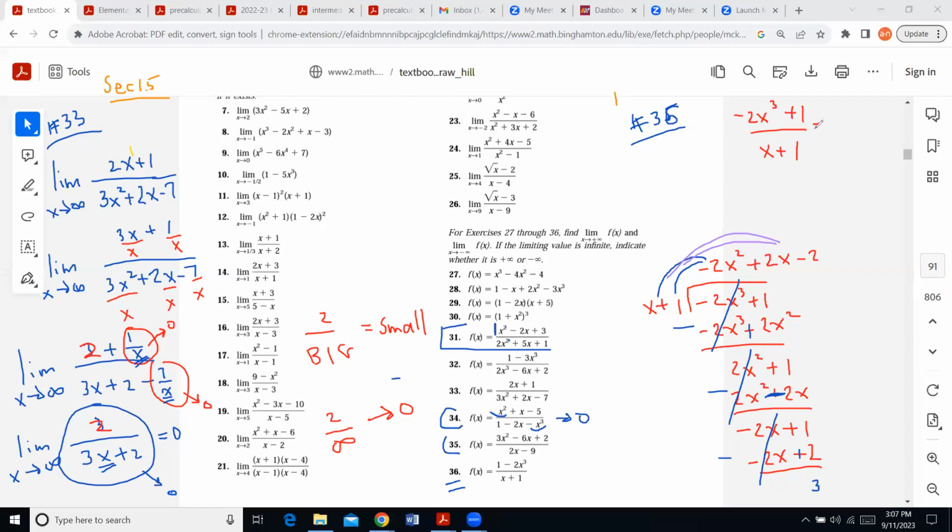So what do you do? I'm dividing here. I produced a quotient, negative 2x squared and 2x and minus 2. And then whatever remains, 3 over x plus 1. So I just was able to divide.